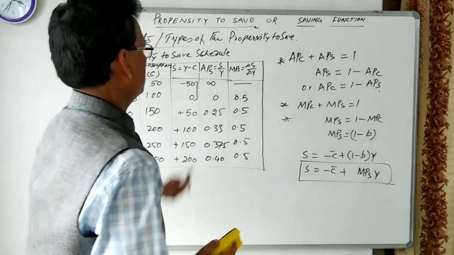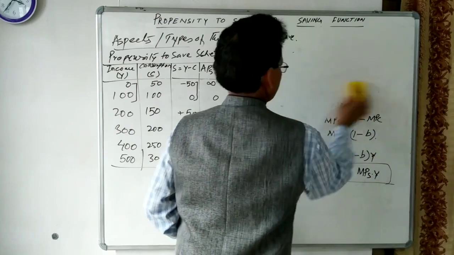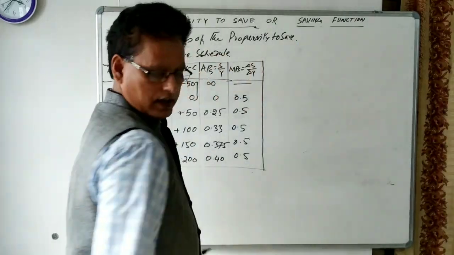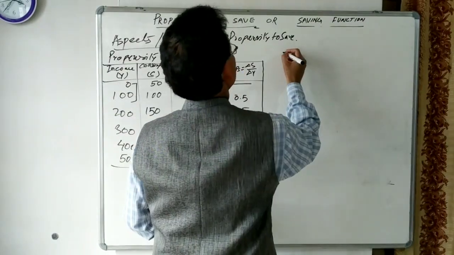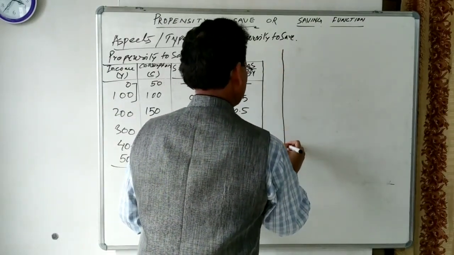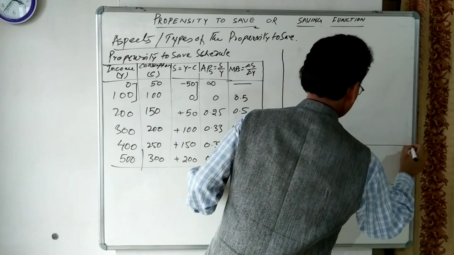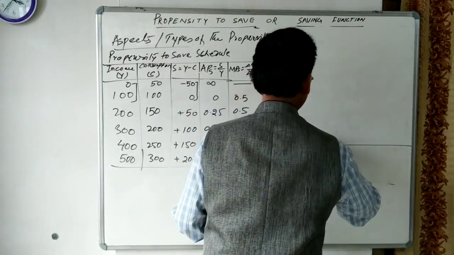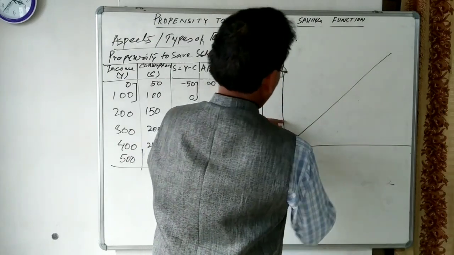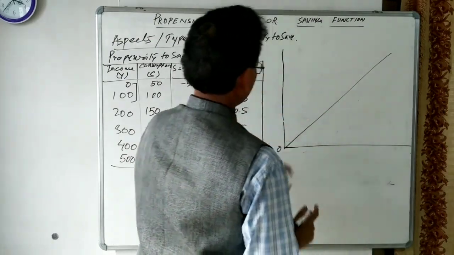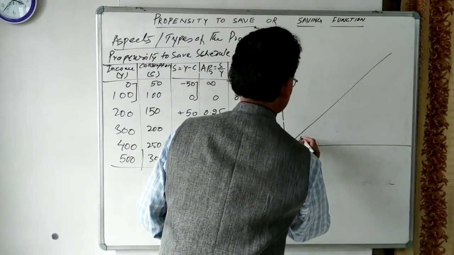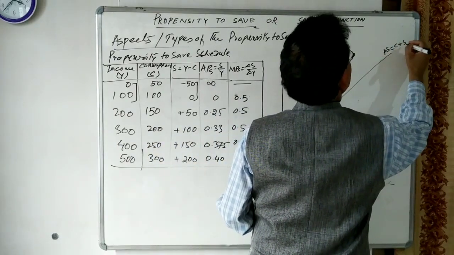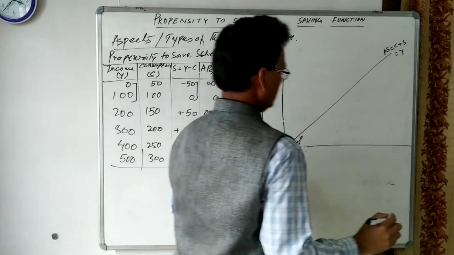So this relation we can plot on a graph paper also. Let us see. Here, you know this 90 degree will be divided into 2, it will be a 45 degree line. This 45 degree line is the income line, C plus S. This is also equal to income, national income.